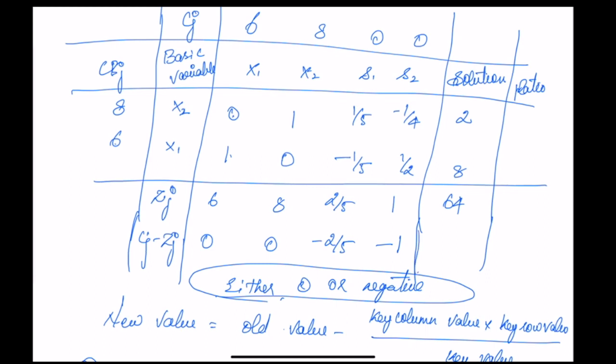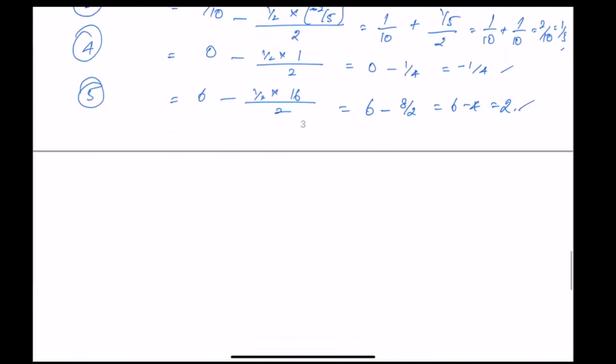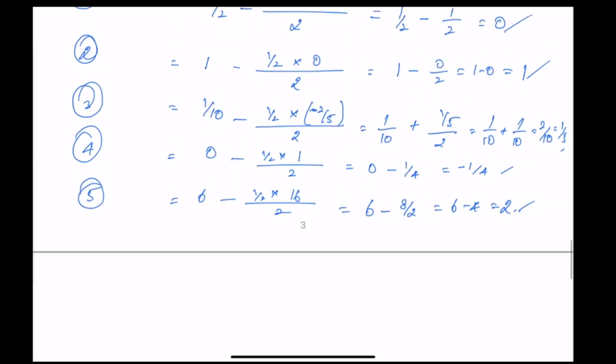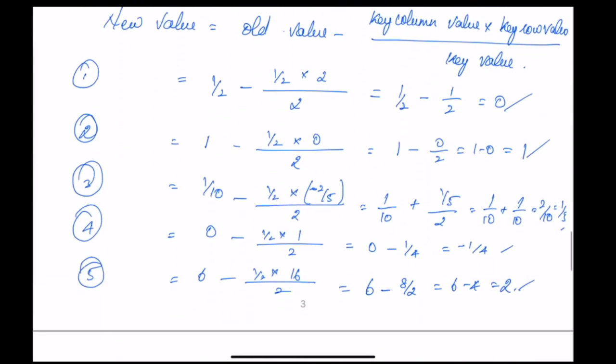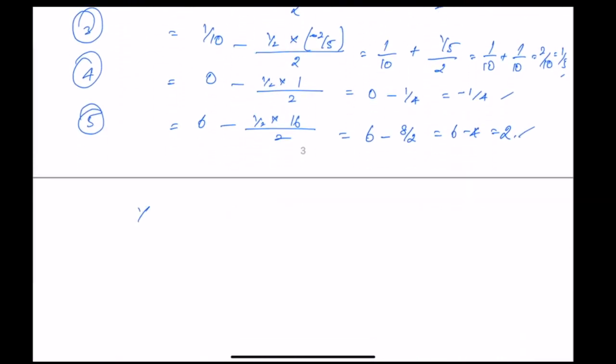This is our solution. And at last we should write the value of x2 is 2 and x1 is 8, and the Z value is 64. Finally we should write that optimized value. The solution: x1 is equal to 8 and x2 is equal to 2. Therefore, Z is equal to 64. Hence, we have attained the solution.